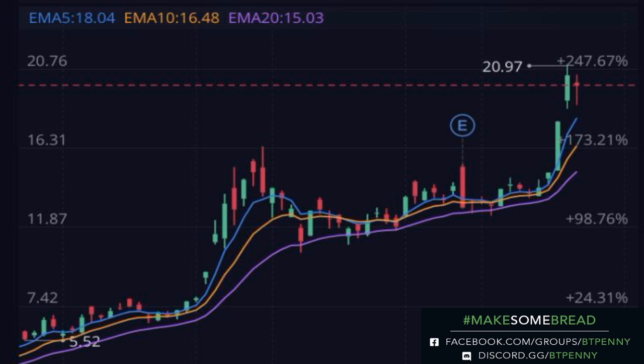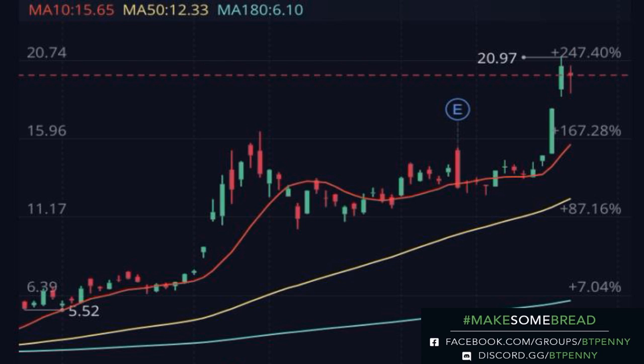Some commonly used time periods for the SMA are 10 to 20 for your short-term trend, 50 for your mid-term trend, and 180 to 200 for your long-term trend. As you can see on this one, I am using the MA10, the MA50, and the MA180, but typically people will use anywhere between 10 to 20, then 50, and then 180 to 200.